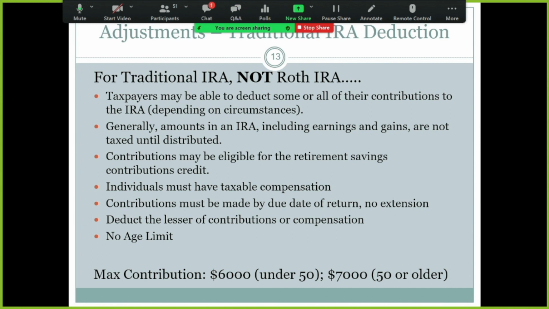Deduction: the lesser of contributions or compensation, no age limit. Now, there are maximum contribution amounts, and they are $6,000 if under 50 and $7,000 if 50 or older. Now, compensation would include self-employment income, commissions, taxable alimony, or taxable scholarships or fellowships, and we'll talk about that a little later. And as I indicated, these are listed on Schedule 1, line 20.